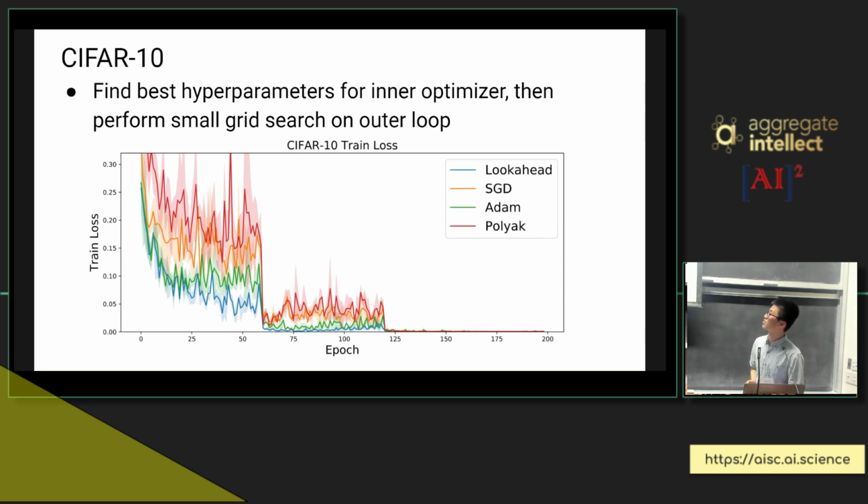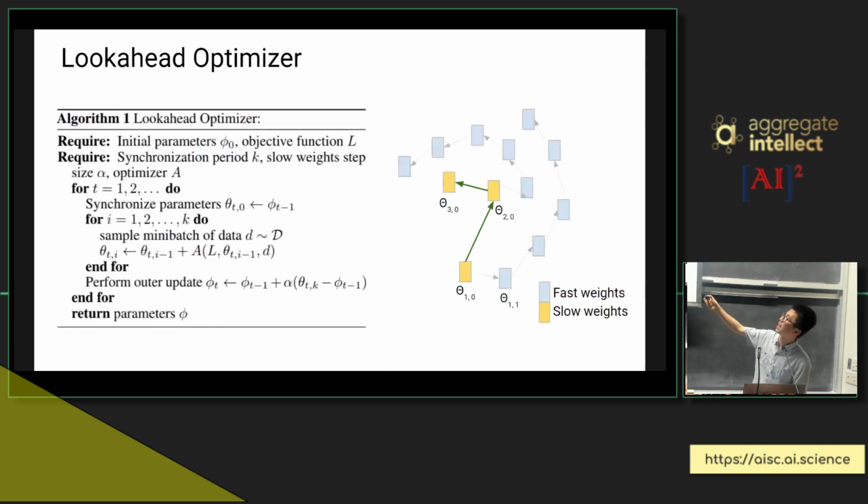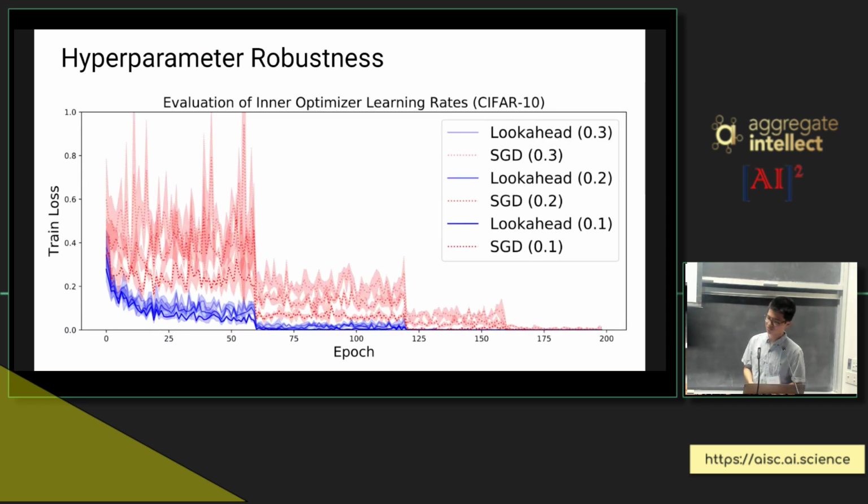So just a quick reminder, K and alpha correspond to how many steps we take with the inner loop optimizer, and alpha is the amount we step in the direction. So these are the two additional hyperparameters we introduced. If you do this procedure, you can see on CIFAR-10, Lookahead performs best in terms of reducing the training loss. And we can actually show a variety of different things, such as robustness to hyperparameters.